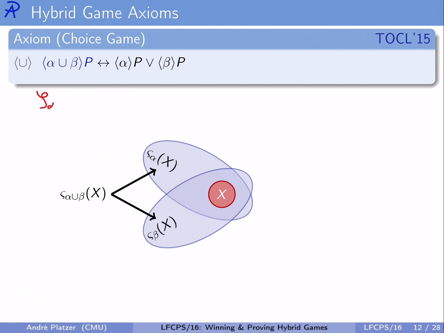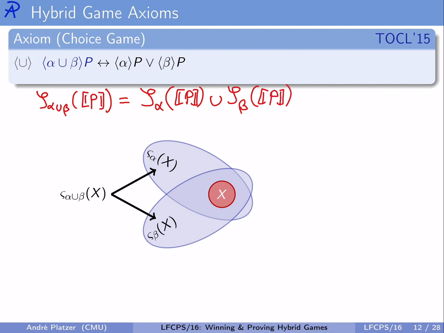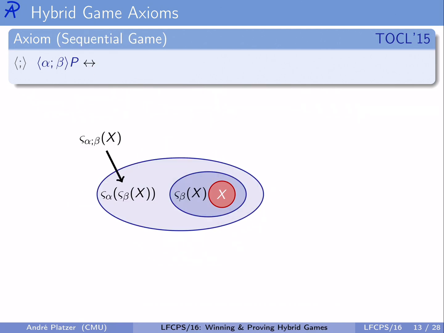So the semantics of alpha choice beta, to win into the set of all states where P is true, is precisely the set of all states where there's a winning strategy in the alpha subgame to make it into the set of all states where P is true, union the set of all states where there's a winning strategy in the beta subgame to make it into the set of all states where P is true. That's directly captured in logic up here, syntactically.